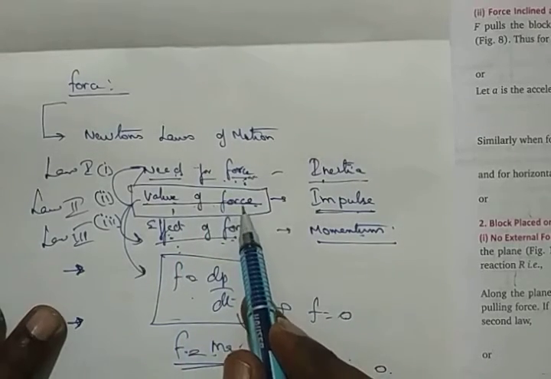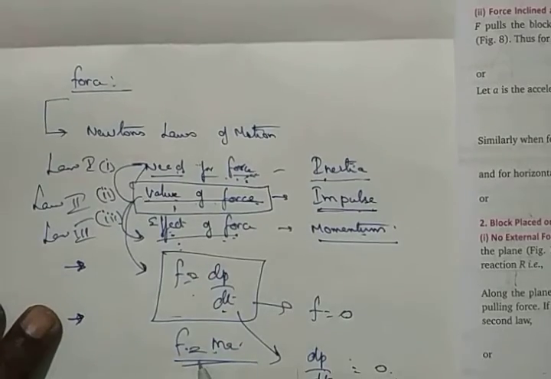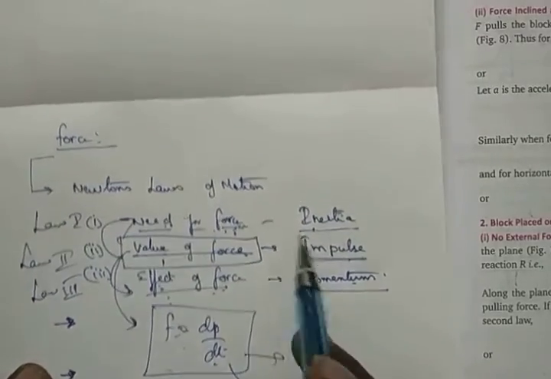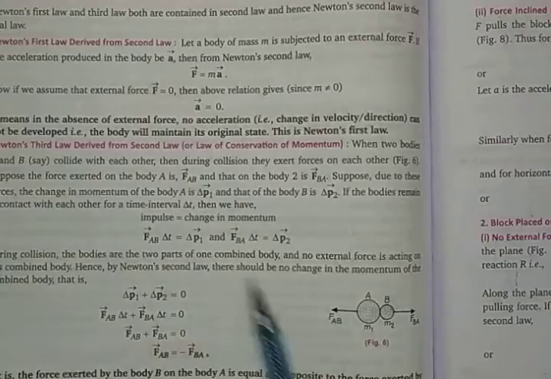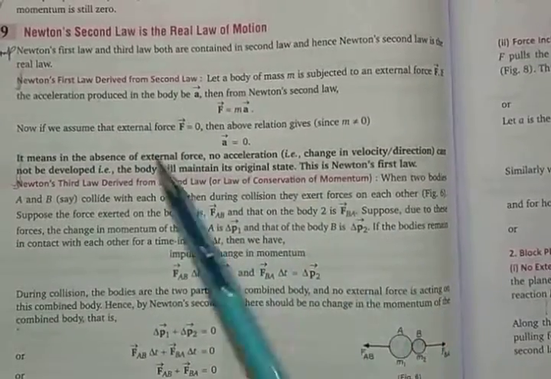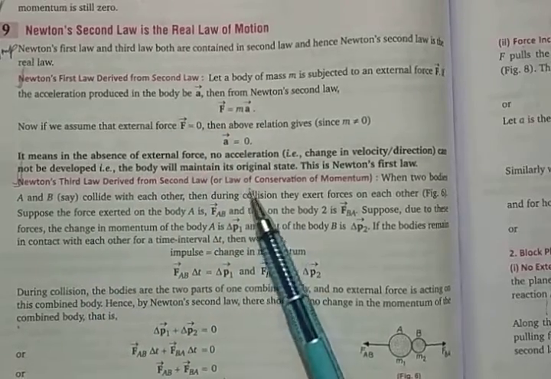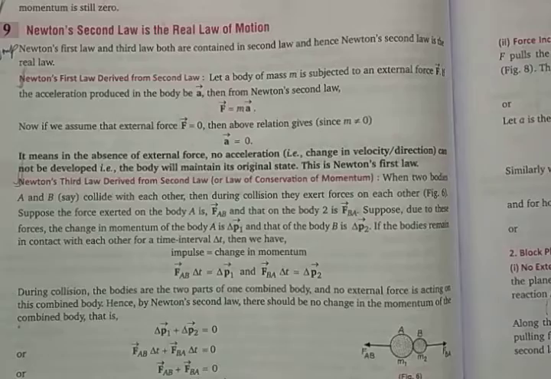So this is a real law, that is force equal to dp by dt, or otherwise force equal to m into a. So we will try to see, this is the real law. We have already done this derivation. Please take a look at it. There are two parts in it. Newton's first law is derived from the second law, and the third law is also derived from the second law. So this whole thing is there. You can take a look at it, right?